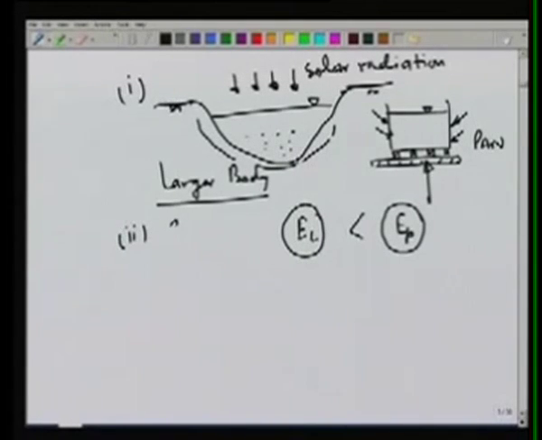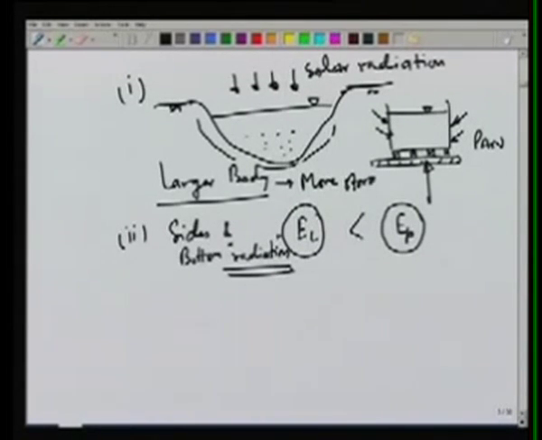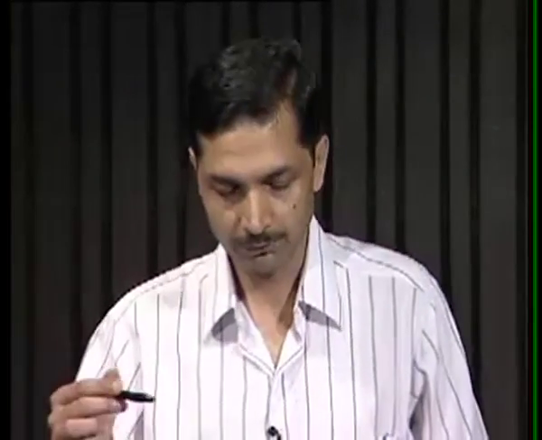So the sides and bottom will get some solar radiation, and because of that the heat energy available will be larger. So larger body has more storage, and therefore less heat available for evaporation. Pan, the sides and bottom are open to atmosphere, so they also get some solar radiation which will directly contribute to larger evaporation.